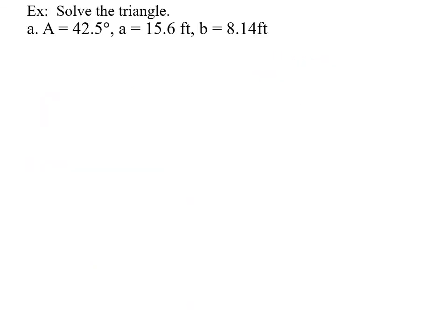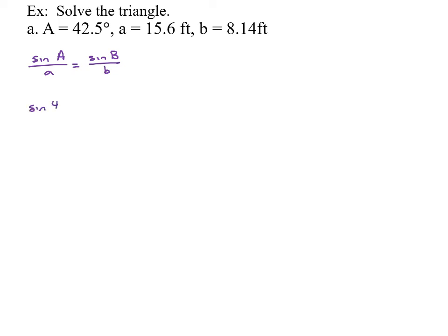Okay, this one says to solve the triangle. And so what that means is to find every single step. Solve for all the missing angles and the missing side, if you have them. So here I have angle A, but I don't have angle B to go with side B. So I'm going to do the same sine A over A equals sine B over B.